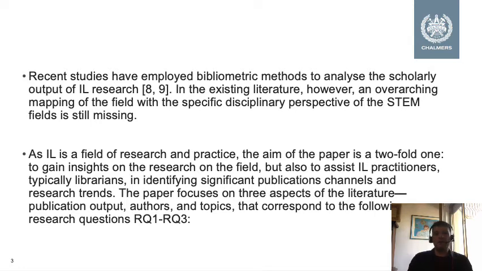Recent studies have employed bibliometric methods to analyze the scholarly output of information literacy research. In the existing literature, however, an overarching mapping of the field from the specific disciplinary perspective of STEM is still missing. So that was my research problem.